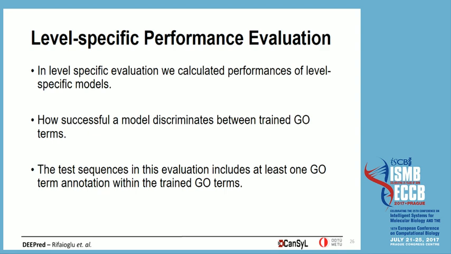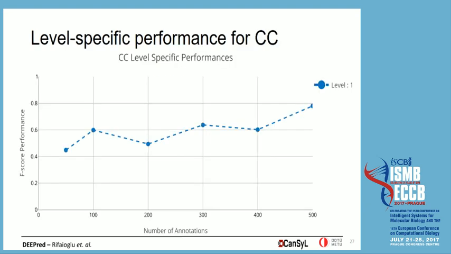In level-specific performance evaluation, we calculated performances of level-specific models separately. Here, our aim was to determine how successfully a model discriminates between trained GO terms, and the test sequences in this evaluation include at least 1 GO term annotation within the trained GO terms. For example, this is the result for the cellular component category for GO terms on the first level. Here, the x-axis shows the different training datasets that we created, and the y-axis shows F-score performances. And this line corresponds to the performance of the first level cellular component GO terms on the GO graph for different training datasets.